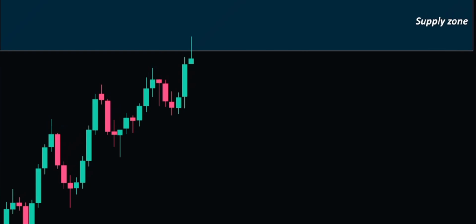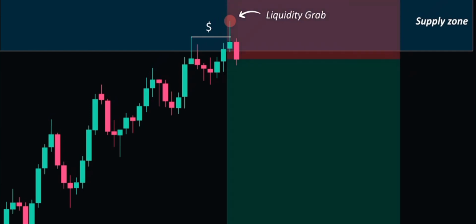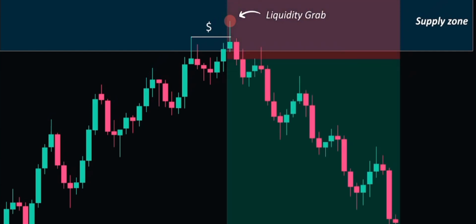So how do we enter the trade using this method? First, draw a line from the tip of the wick at the most recent swing. When price goes up, grabs liquidity and closes back inside the range, that becomes our entry signal to go short. Simply enter the trade and place your stop loss above the swing high and target the next important level ahead of price. But always remember that patience and context are key.